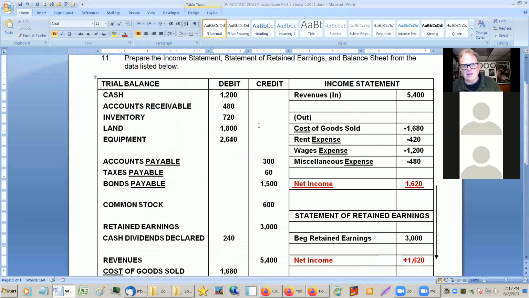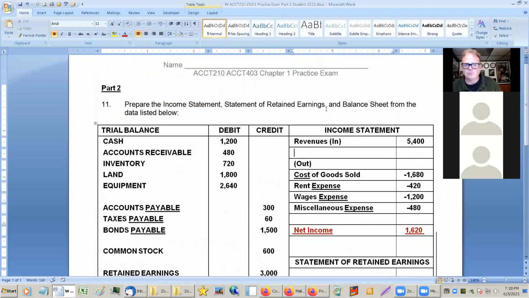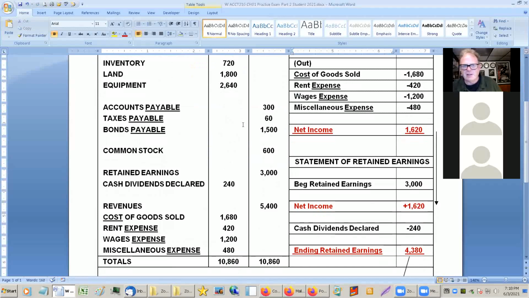And again, ignore the debits and credits. But you're going to get one of these on the exam. The exam will have debits and credits. But again, they don't mean anything to us.